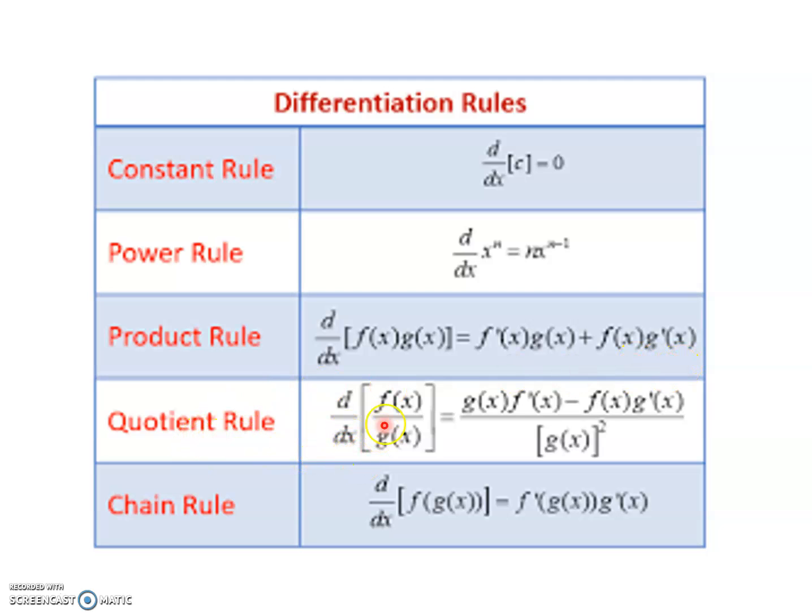Quotient rule, derivative of f of x upon g of x is g of x into f dash of x minus f of x into g dash of x upon g of x whole bracket square. Chain rule, derivative of f in bracket g of x is equal to f dash of g of x into g dash of x. These are the differentiation rules which are most probably used in the examples in the board pattern.